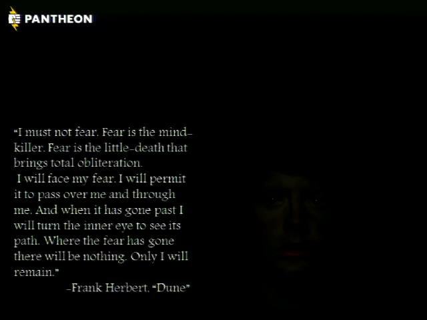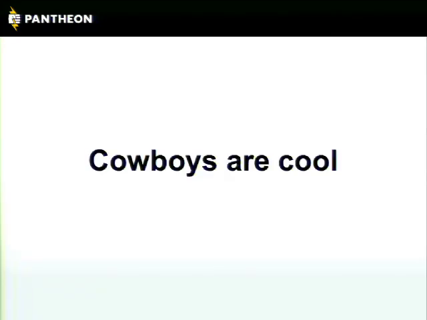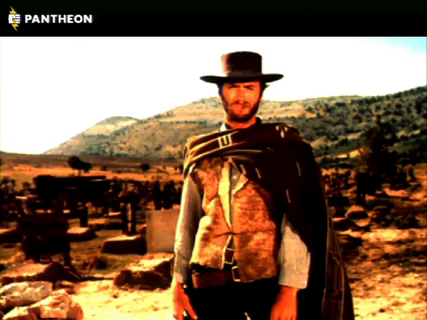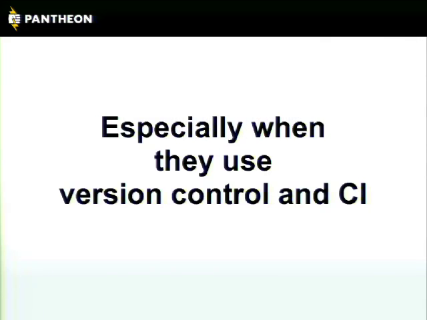And fear, right? Fear is the mind killer. Fear is poisonous inside an organization. It's poisonous inside a software project. It's poisonous inside your personal life. Being able to reduce, eliminate, mitigate, and clear your mind of fear as a developer is really, truly the key to being able to continue to move quickly and at a high velocity throughout the life cycle of a project. I think cowboys are cool. Look at Clint Eastwood. How can you deny that? But they are especially cool when they use version control and continuous integration.